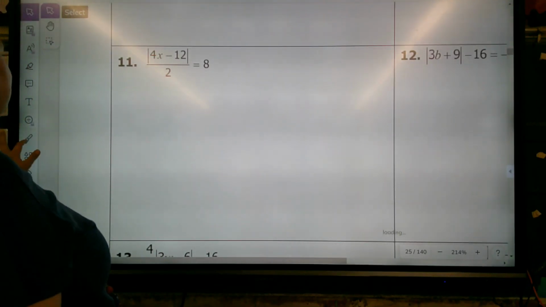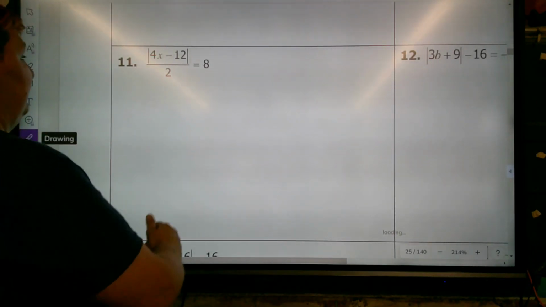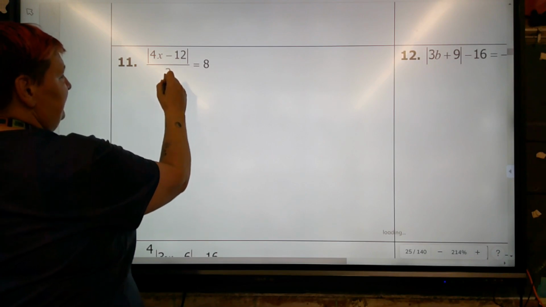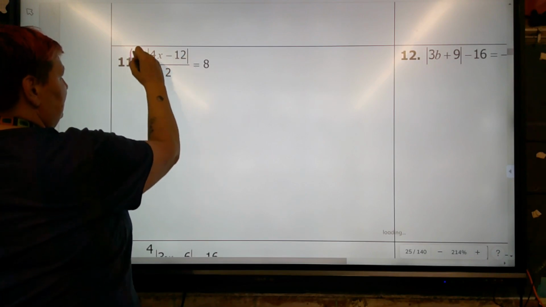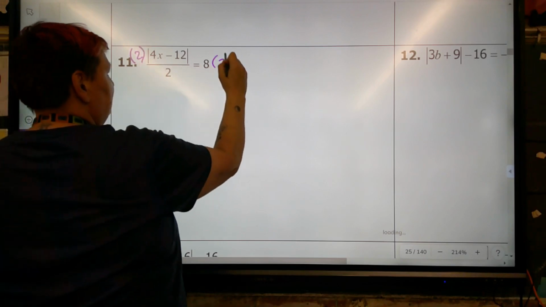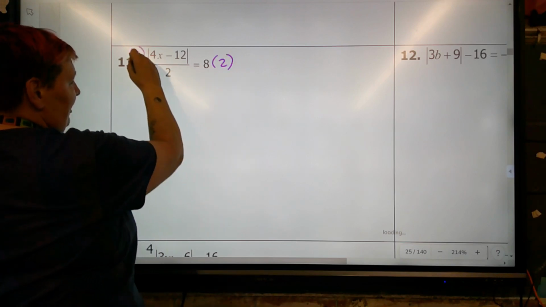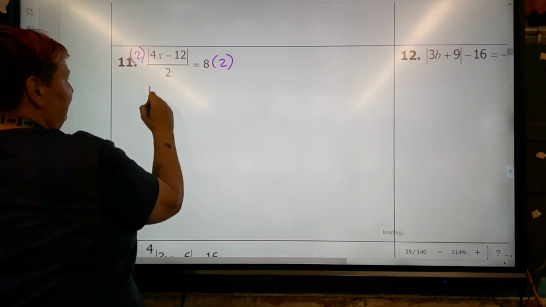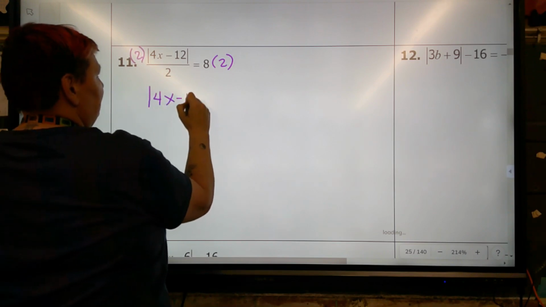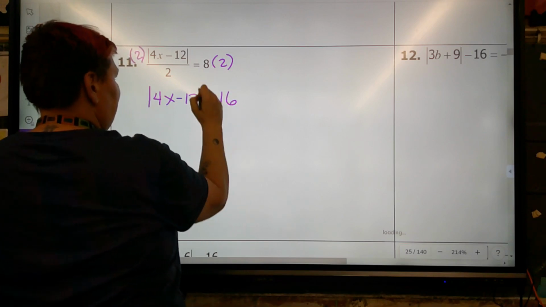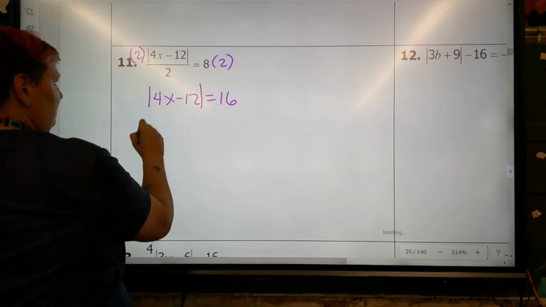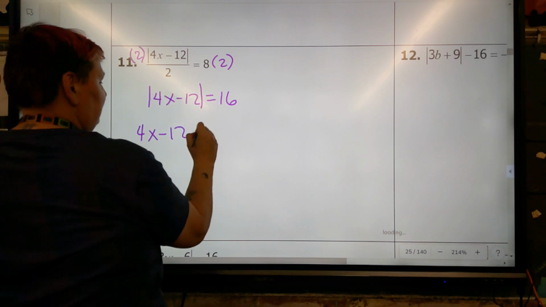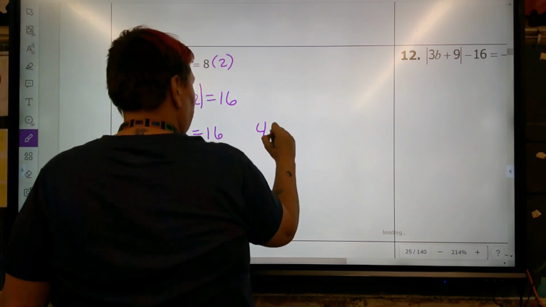Alright, moving on to the next one. They tried to trick us, but we caught them. Alright, there's a 2 keeping it from being isolated, so we're going to multiply both sides by 2, because multiply is the opposite of divide. That leaves us with 4x minus 12 equals 16. We can set it equal to the positive and the negative.